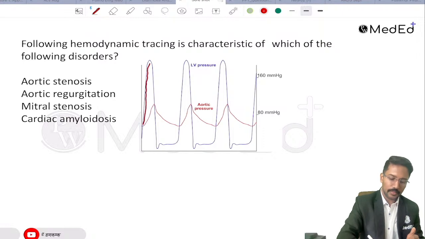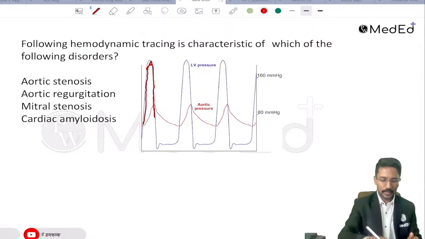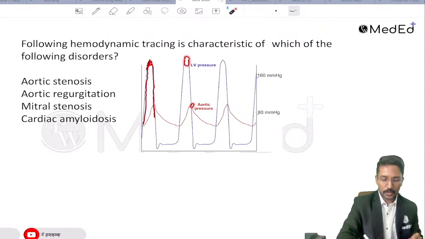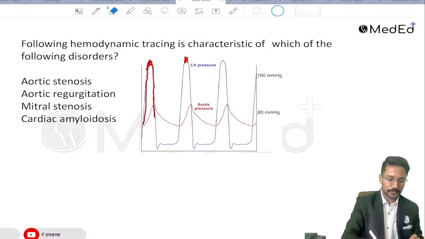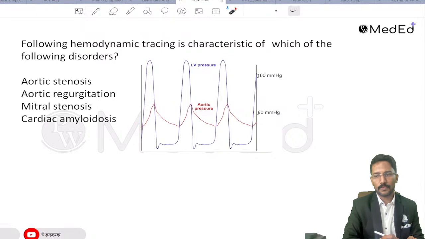So somewhere here only the aortic tracing will also go along with the LV, because as the valve opens completely, it will coincide. So at peak, you will notice that aortic valve is peaking. Aortic pressure is also peaking along the LV pressure. Okay, but what do we see here? The aortic tracing is blunted, right? Its peak pressure is not equal to the peak pressure in the LV. It is blunted.